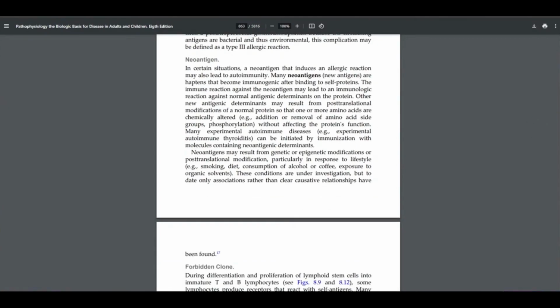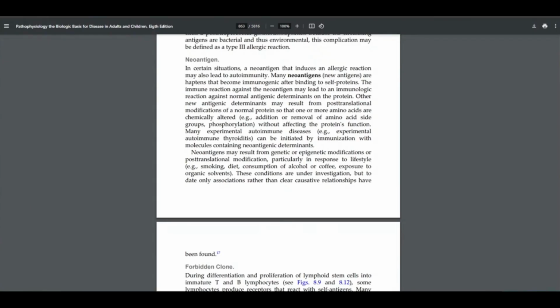And there's more. In certain situations, a neoantigen that induces an allergic reaction may also lead to autoimmunity. Many neoantigens are haptens that become immunogenic after binding to self-proteins. The immune reaction against a neoantigen may lead to an immunologic reaction against normal antigenic determinants on the protein.